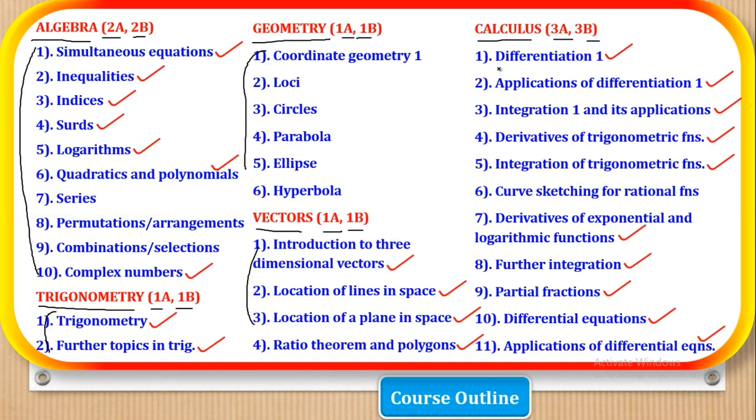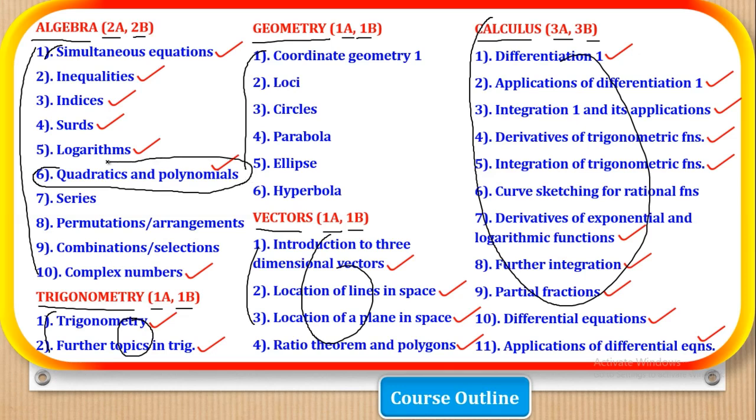The topics which are ticked are the ones which have been covered. You realize that the whole of calculus has been covered, the whole of vectors has been covered, and the whole of trigonometry has been covered. This is some good progress. Now we are on algebra, and in this video we are going to go through the topic of quadratics and polynomials.